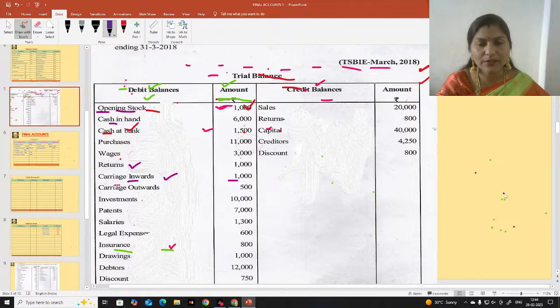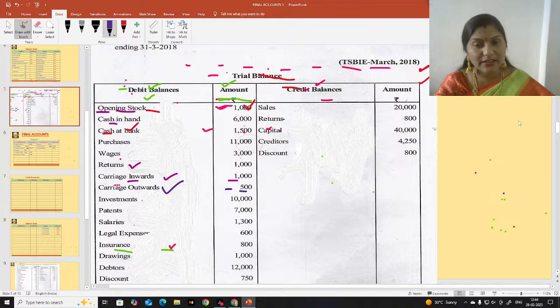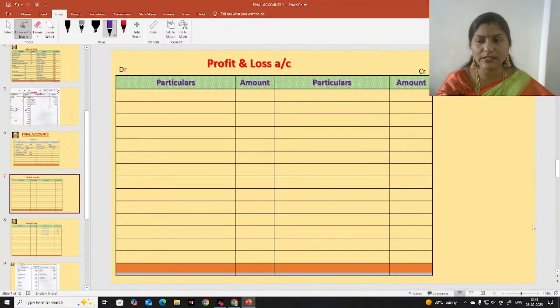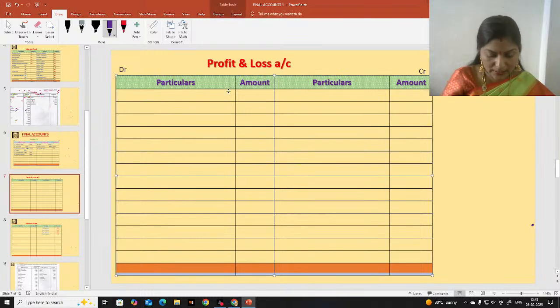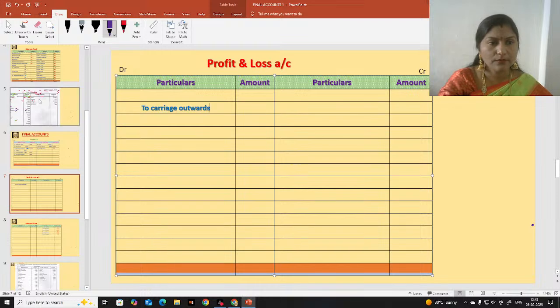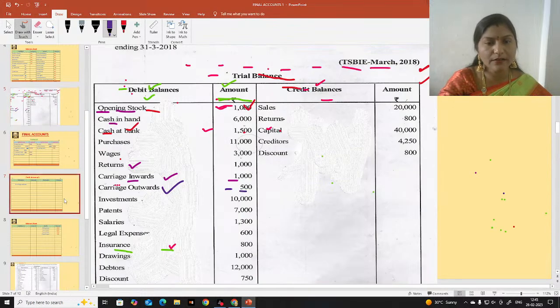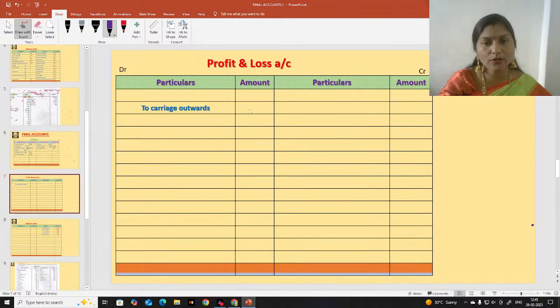We have the next item, that is carriage outwards. How much do we have? 500 rupees. Carriage outwards, where do we record? We record in profit and loss account debit side. Let us go and record in profit and loss account debit side. But whenever we record any item on the debit side of profit and loss account, first we should leave some space for the answer which we brought down from trading account. So on the debit side I am writing to carriage outwards. What is the amount here? Carriage outwards amount 500. So let us record that 500 in the amount column.